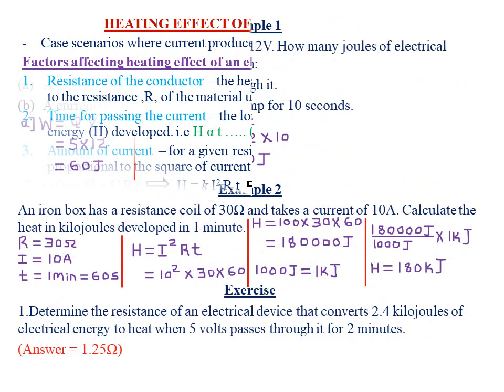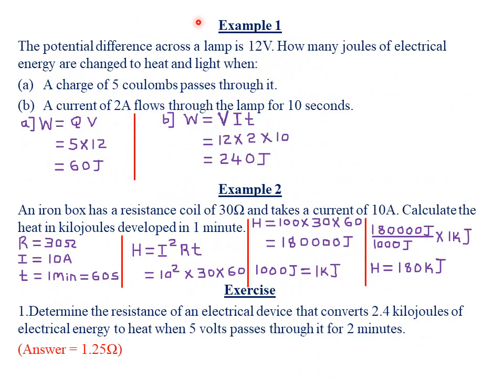Next, let's look at examples on how we can apply the formulas that we have just derived from a previous slide. Example 1 reads that the potential difference across a lamp is 12 volts. How many joules of electrical energy are changed to heat and light when, part A, a charge of 5 coulomb passes through it? So just highlight the values that we are given. One, we are given the potential difference V. We are also given the charge, which is 5 coulomb. So they want us to find the electrical energy.